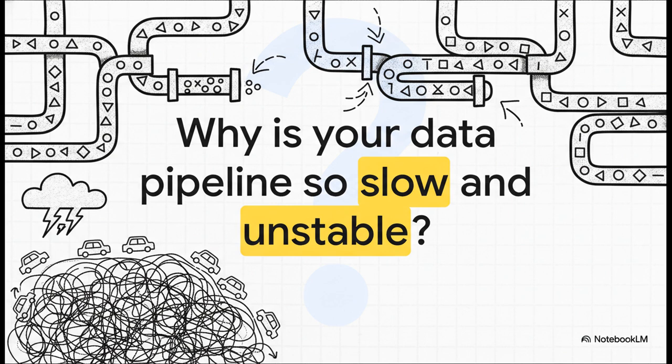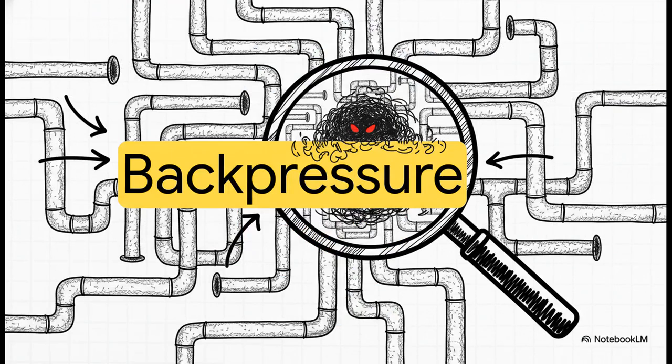Messages are piling up, latency is through the roof, and for the life of you, you can't figure out where the bottleneck is. It feels like you're stuck in some kind of invisible data traffic jam. Well, that traffic jam has a name, and the culprit is very often this silent killer called backpressure. Today, we're not just going to talk about it, we're going to diagnose it, we're going to fix it, and we're going to look at how to build systems that are pretty much immune to it.